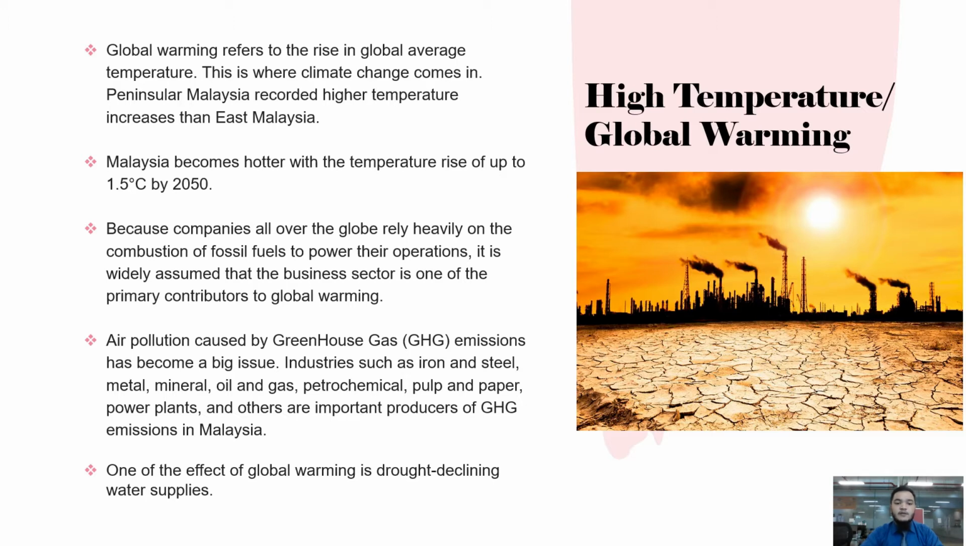Because companies all over the globe rely heavily on the combustion of fossil fuel to power their operations, it is widely assumed that the business sector is one of the primary contributors to global warming. Air pollution caused by greenhouse gas emission has become a big issue. Industries such as iron and steel, metal, mineral, oil and gas, petrochemical, pulp and paper, power plants, and others are important producers of GHG emission in Malaysia. One of the effects of global warming is drought and declining water supplies.